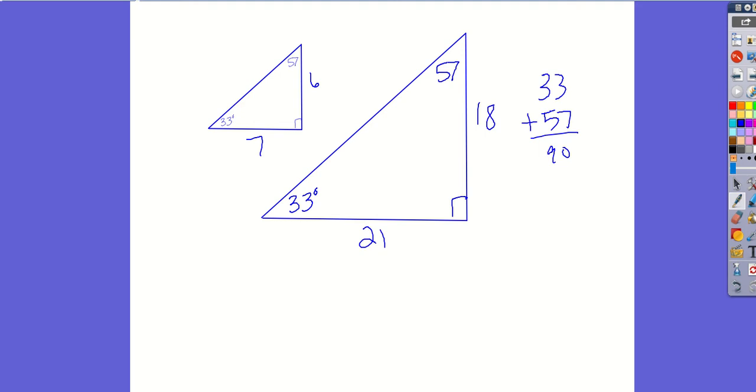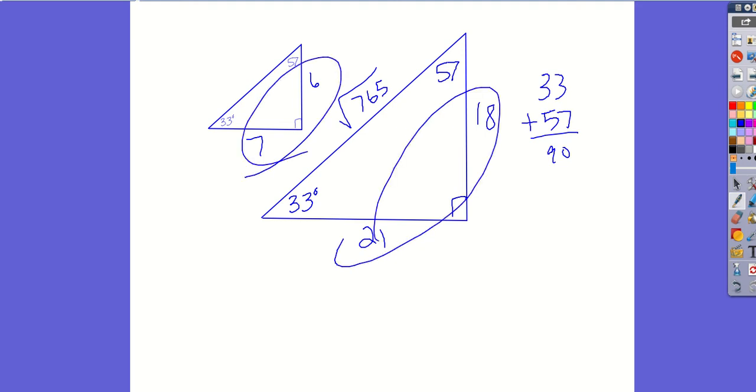The square root of 765, awesome, isn't it? That's Pythagorean theorem for you, though. This is going to be that divided by 3. But more importantly, these ratios of these sides have to be equal.